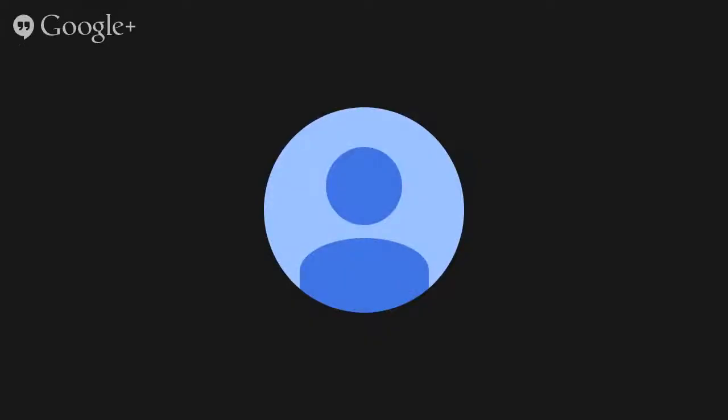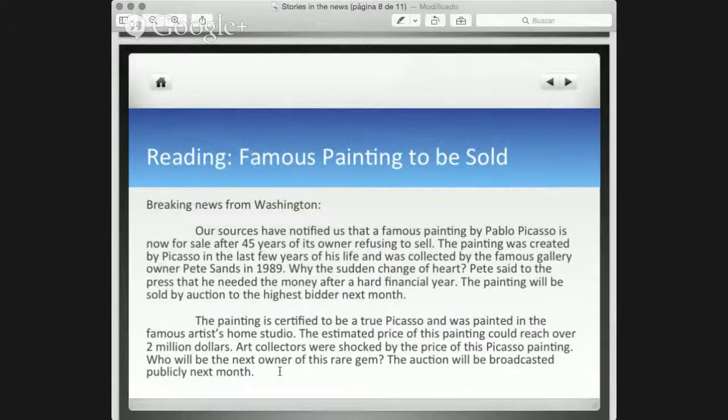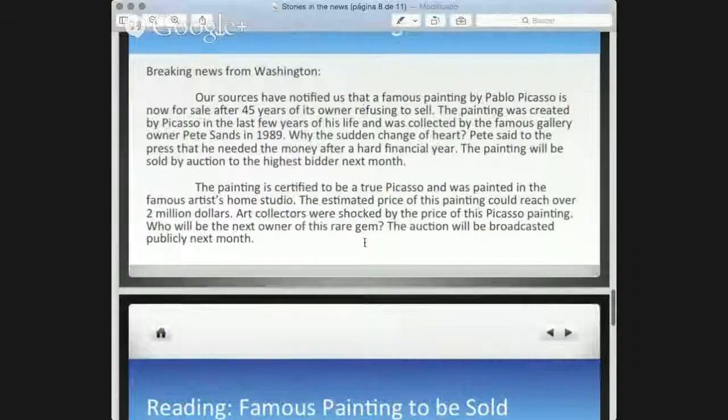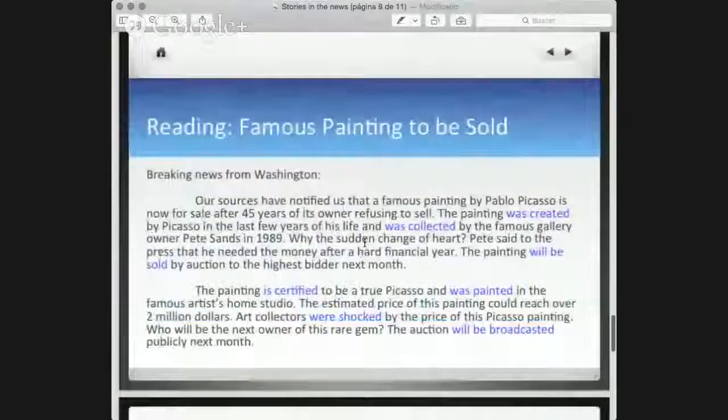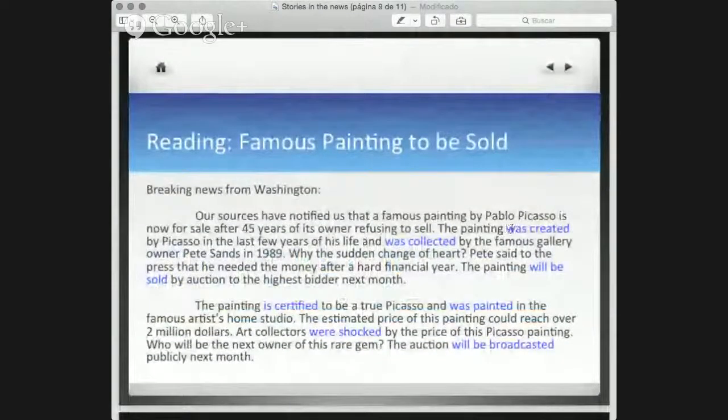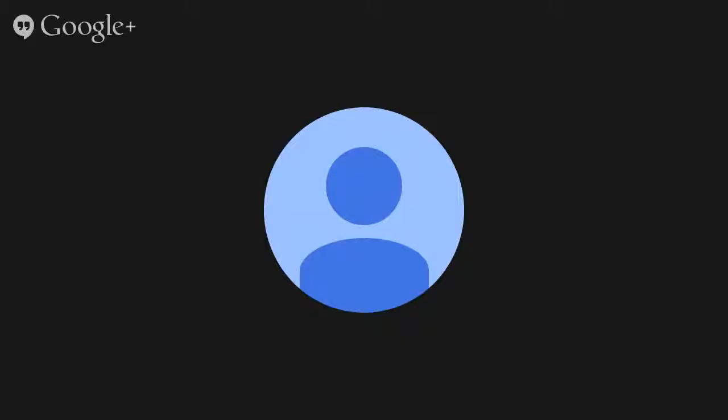Awesome. Good. Any questions? We're going to check if it's right. So let's see how we did. I think we did a good job, right? So the painting was created, was collected, will be sold, is certified, was painted, were shocked, and will be broadcasted. Awesome. Good job. You got all of them. Thank you so much. Of course. So, any questions about that so far? No, I think I'm following with you.